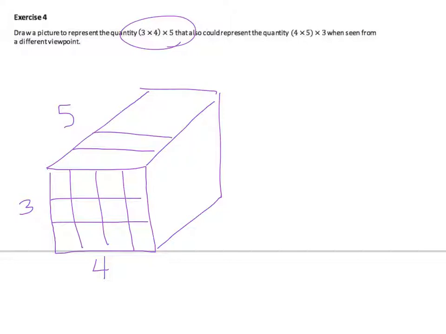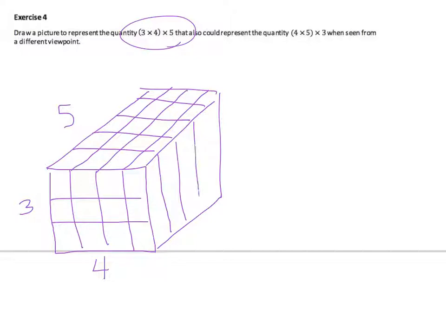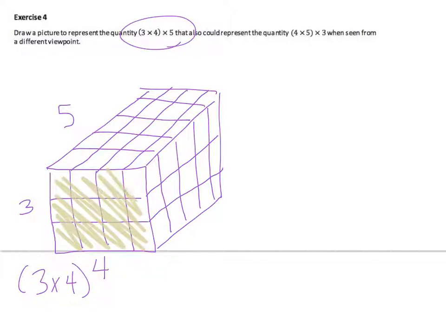1, 2, 3, 4, 5. I have to finish it. Sorry, you have to wait. Just watch me draw on lines like a master. So here I have 3 times 4, which is the front face. 3 by 4 is my front face.